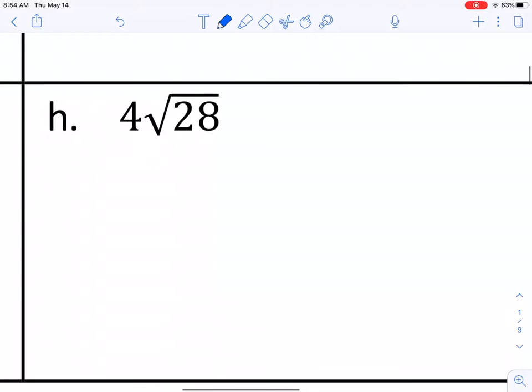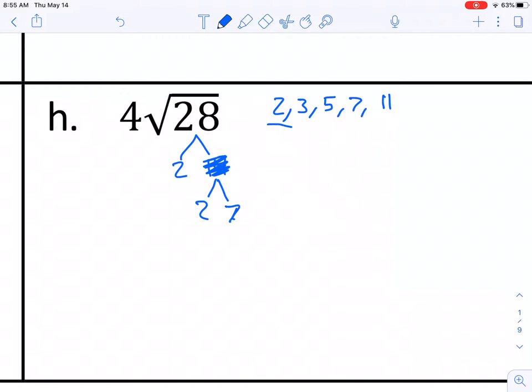Okay, let's break down 28. So we'll start by dividing it by 2. It's even. We can break 14 down with a 2. And we can't break 7 down. So these are all prime factors. And remember that list that we were using: 2, 3, 5, 7, 11. All of our values, all of our prime factors should be one of these.